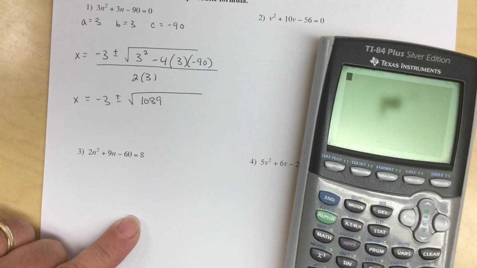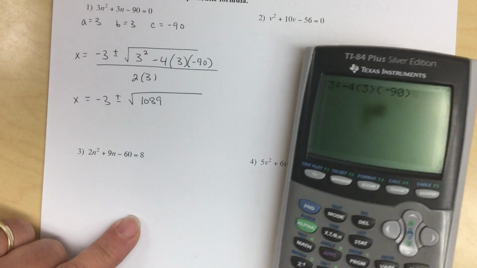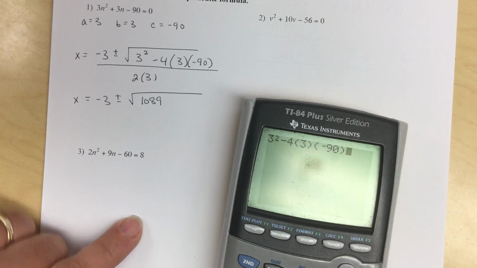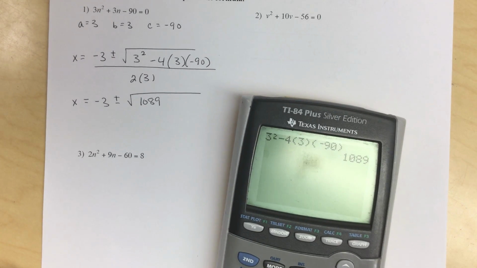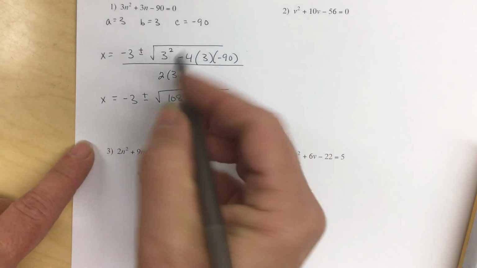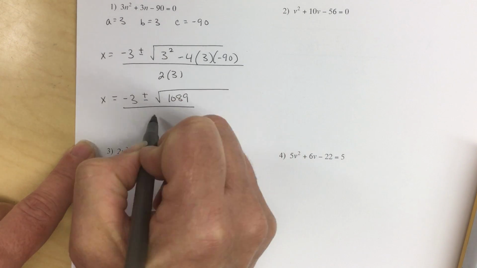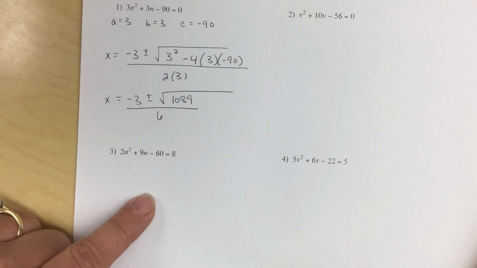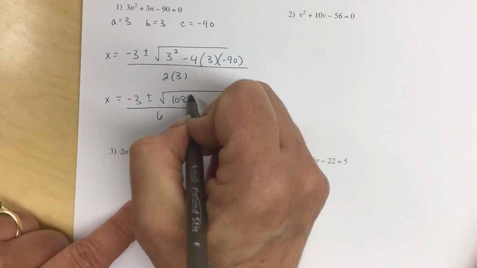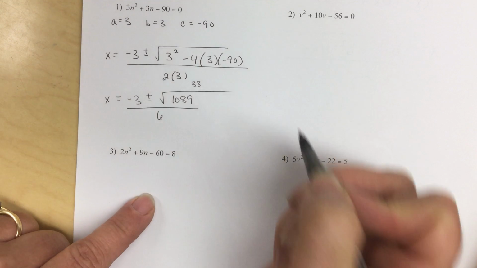You also can do the parentheses. You can do 3 squared minus 4 parentheses 3 parentheses negative 90, so that it looks exactly like how I write it in the formula. Okay, so you hit equals and you get 1,089. So that's what your square root is, divided by 2 times 3, which is 6. So then you evaluate this 1,089. We want the square root of it, and so on my calculator, I do the square root of that, and you get 33. So this is 33.